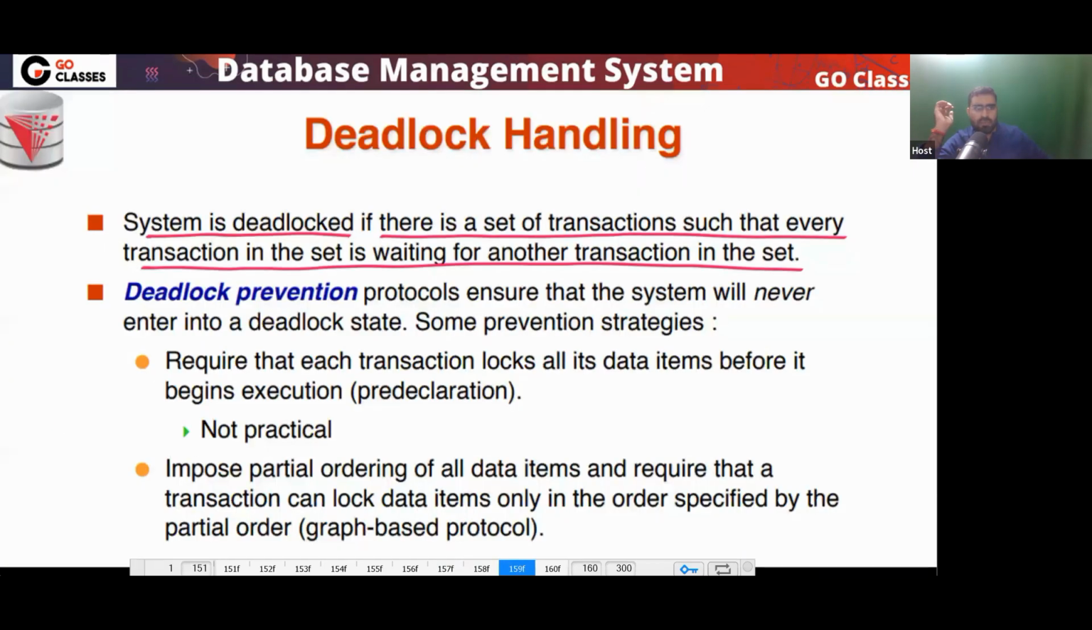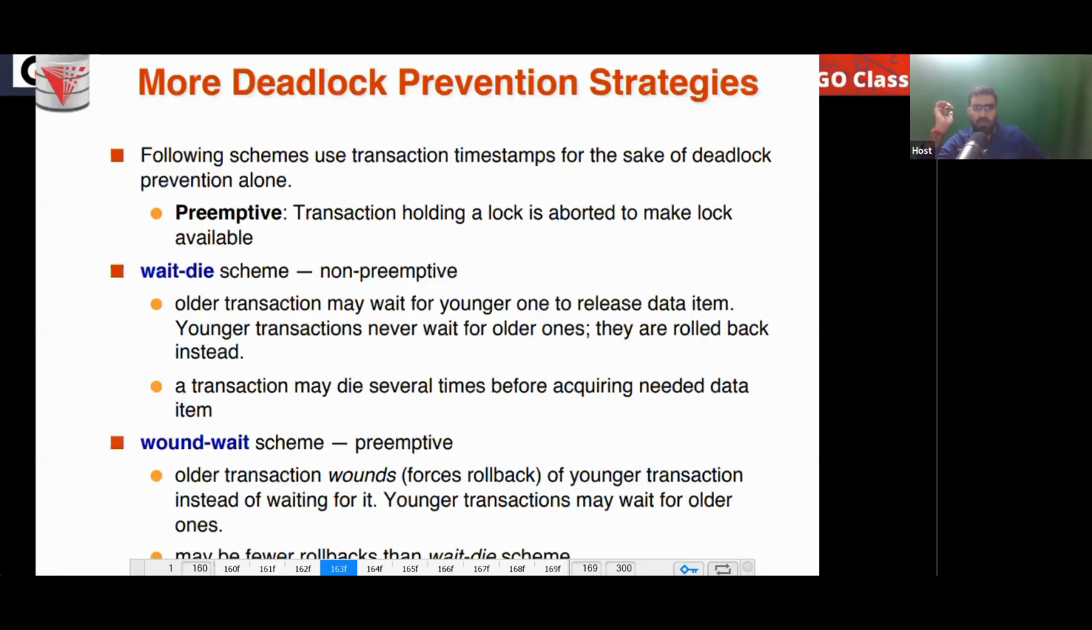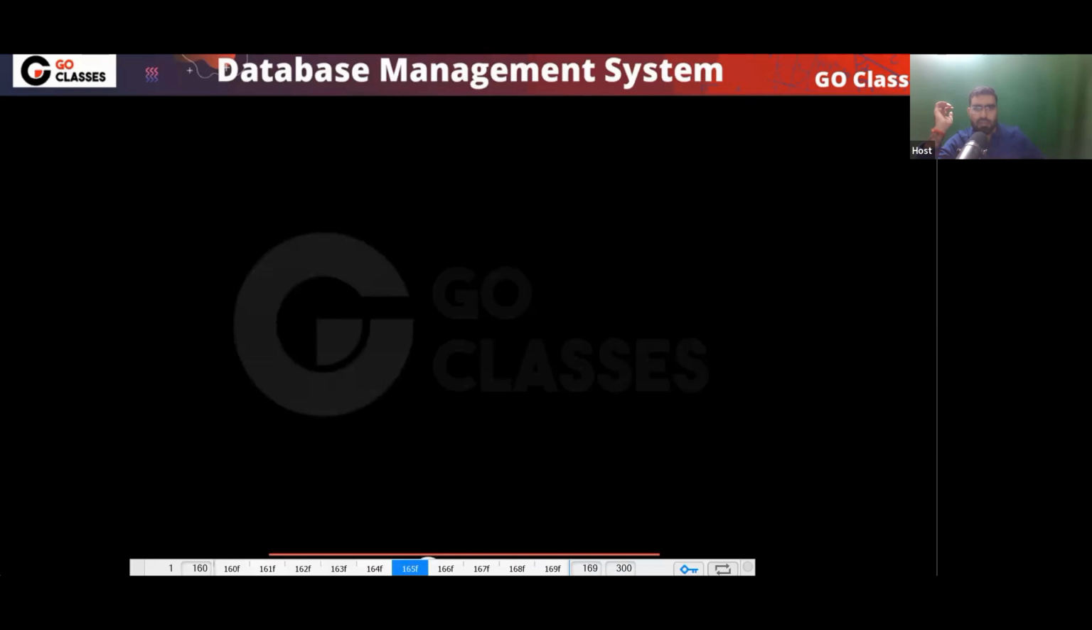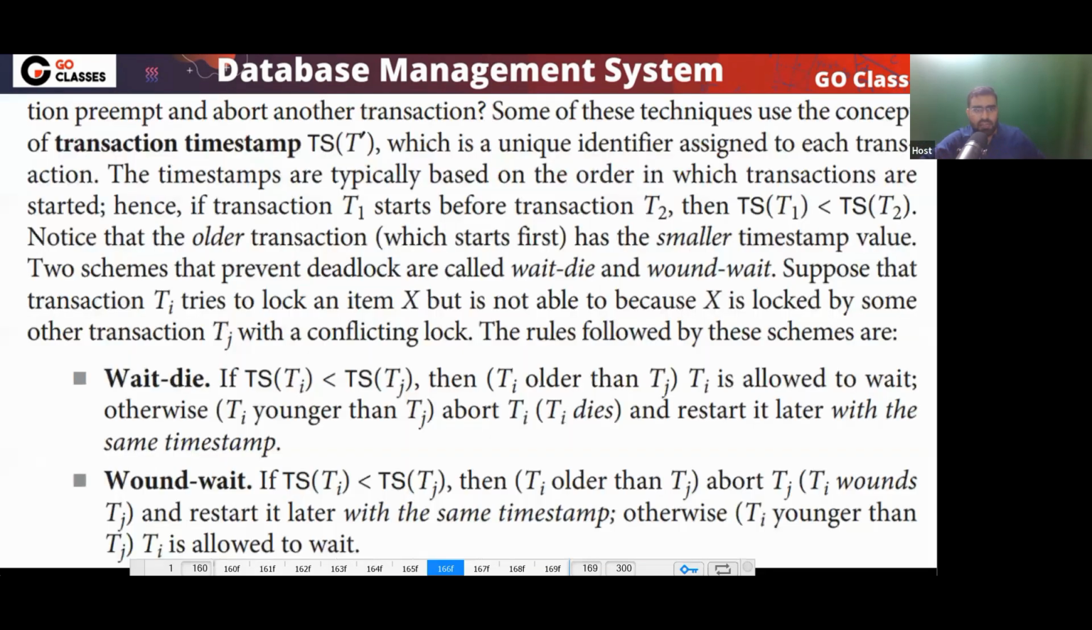So this is your chapter. I hope you understood the complete chapter: the preemption, wait-die, the wound-wait. All these things we have already seen. And this is an important point: in both the wait-die and wound-wait schemes, a rolled back transaction is restarted with its original timestamp. The older transactions thus have precedence over newer ones, and starvation is avoided. This is important. So this is the complete chapter that we have seen.